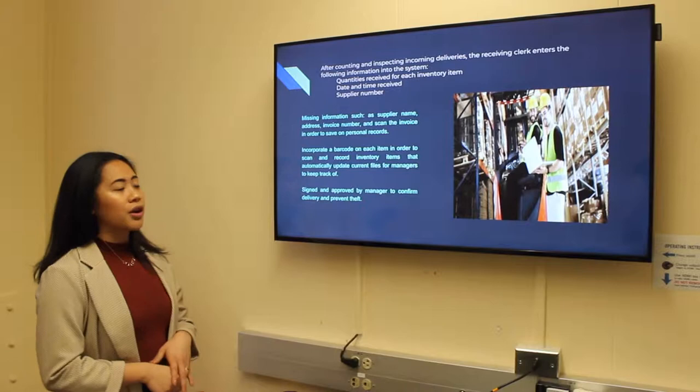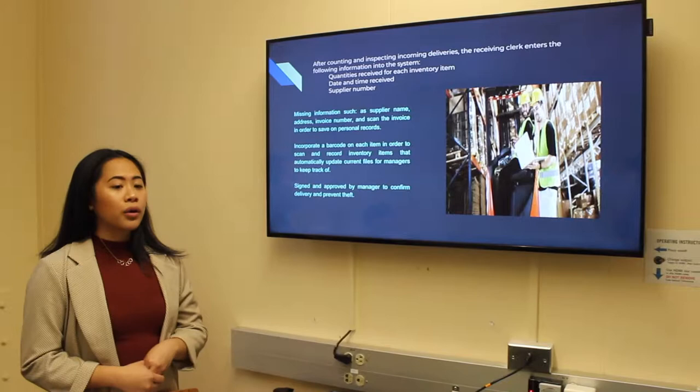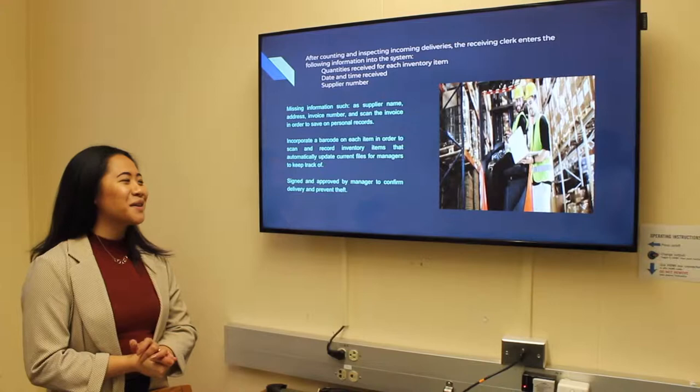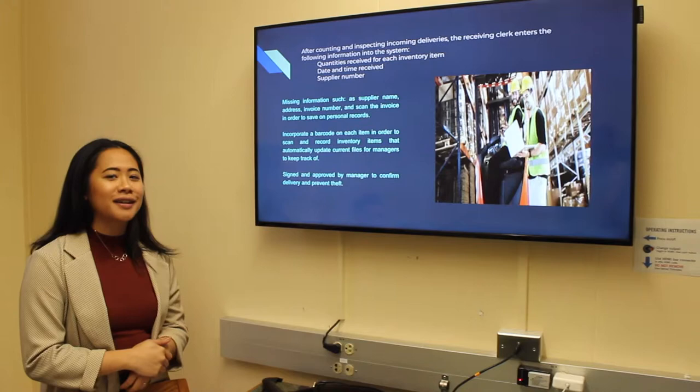Secondly, we can also incorporate barcodes on each item in order to scan and record the inventory items so that the managers can easily keep track of the shipments. And lastly, we can require managers to sign and approve to confirm the delivery and prevent more theft.